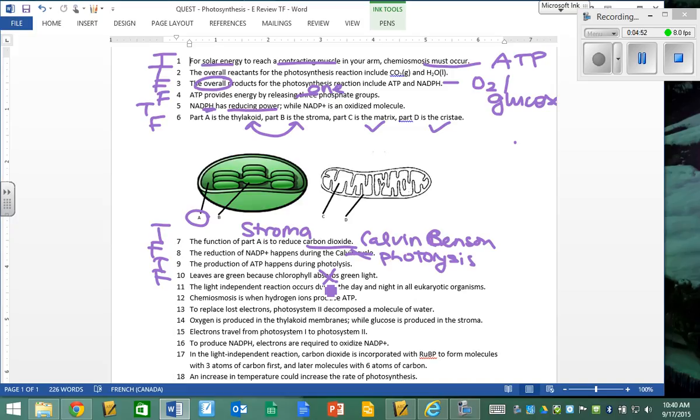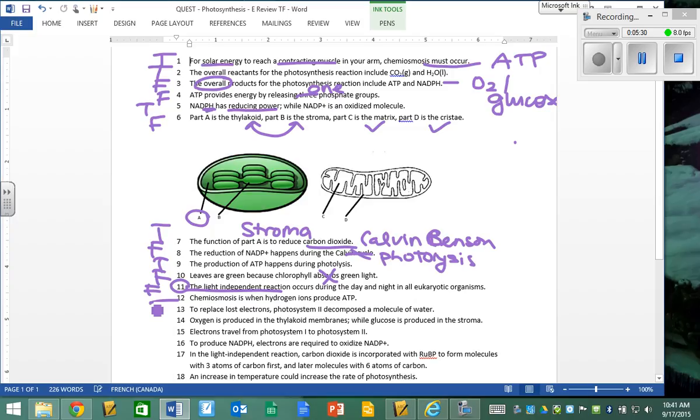Number 11 says the light-independent reaction occurs during the day and night in all eukaryotic organisms. That one? Oh, I was being mean there. If I was asking you about cell respiration, that would be true. But I'm asking you about photosynthesis. That's false. All eukaryotic organisms do not do photosynthesis. Only ones that are autotrophic, like a plant or an autotrophic bacteria, would do that.